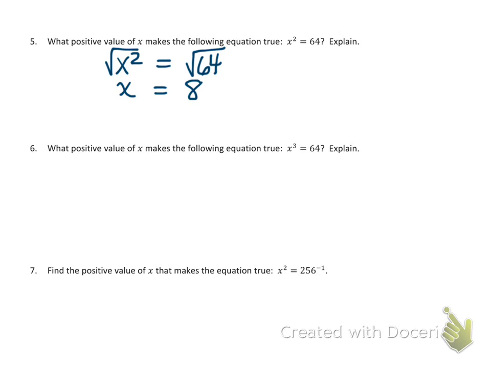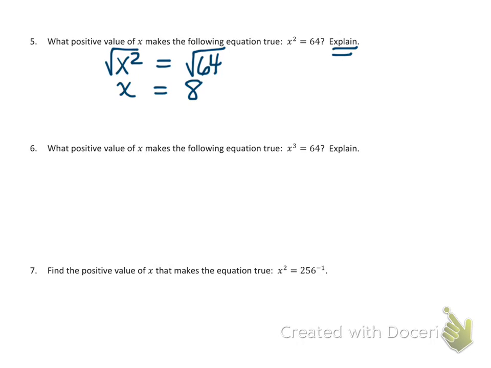For the explanation on this one, it's really just writing in words what we've been doing. So if you can explain that we're taking the square root of both sides, and we're going to use the positive square root of 64 for that equation, because -8 would also work, but we're asked what positive value of x makes the equation true.